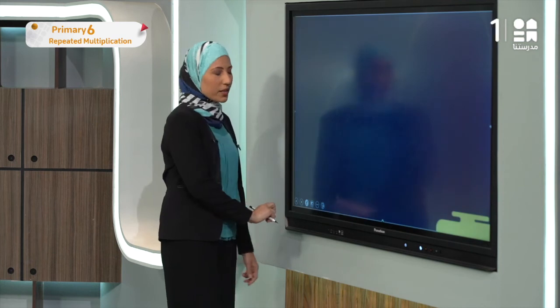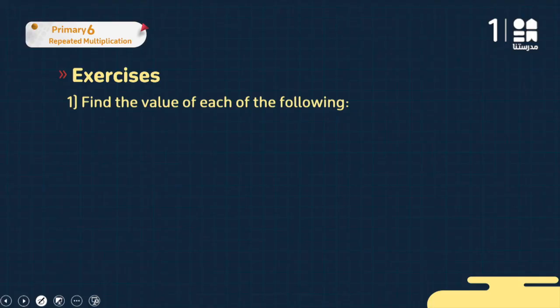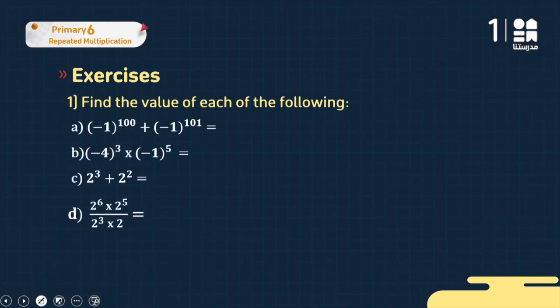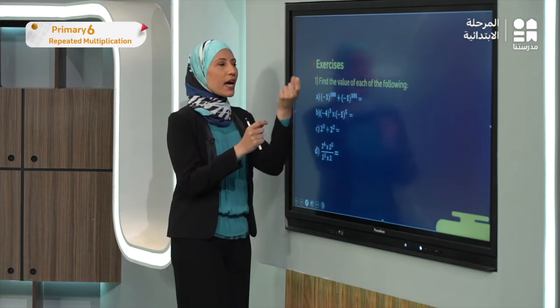Let's solve exercises together. The first exercise: he told me to find the value of the following. I have negative 1 to the power of 100 plus negative 1 to the power of 101. Here I have a trick. I have a negative base and a power.